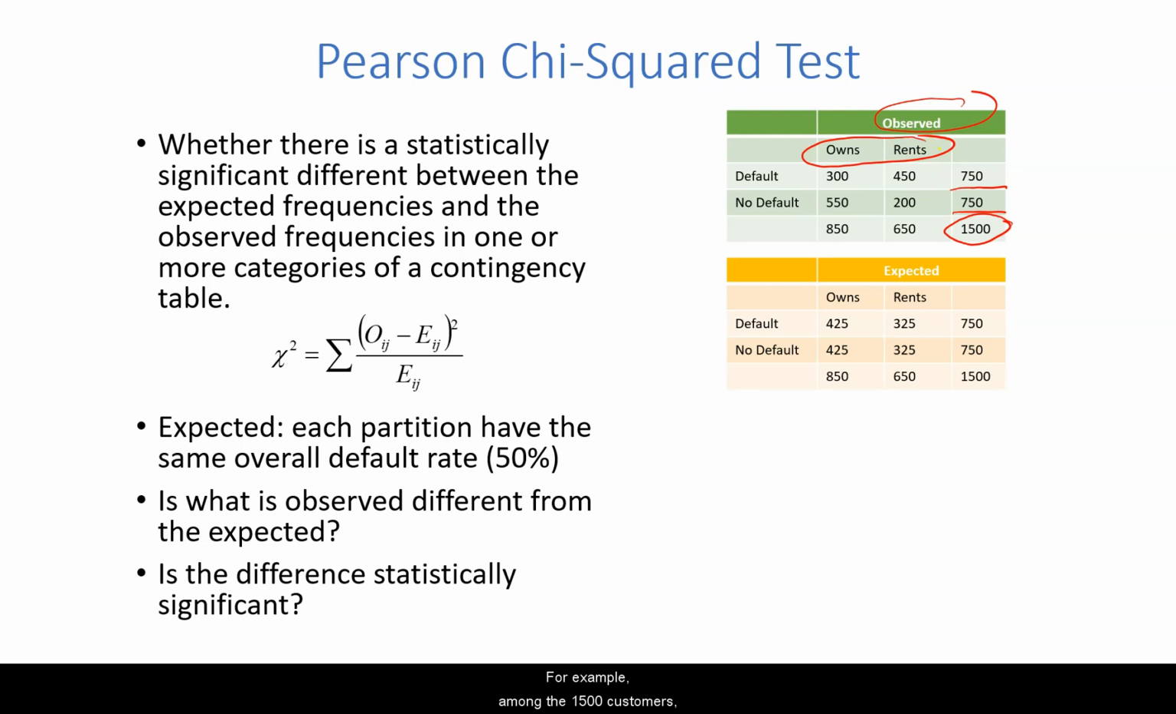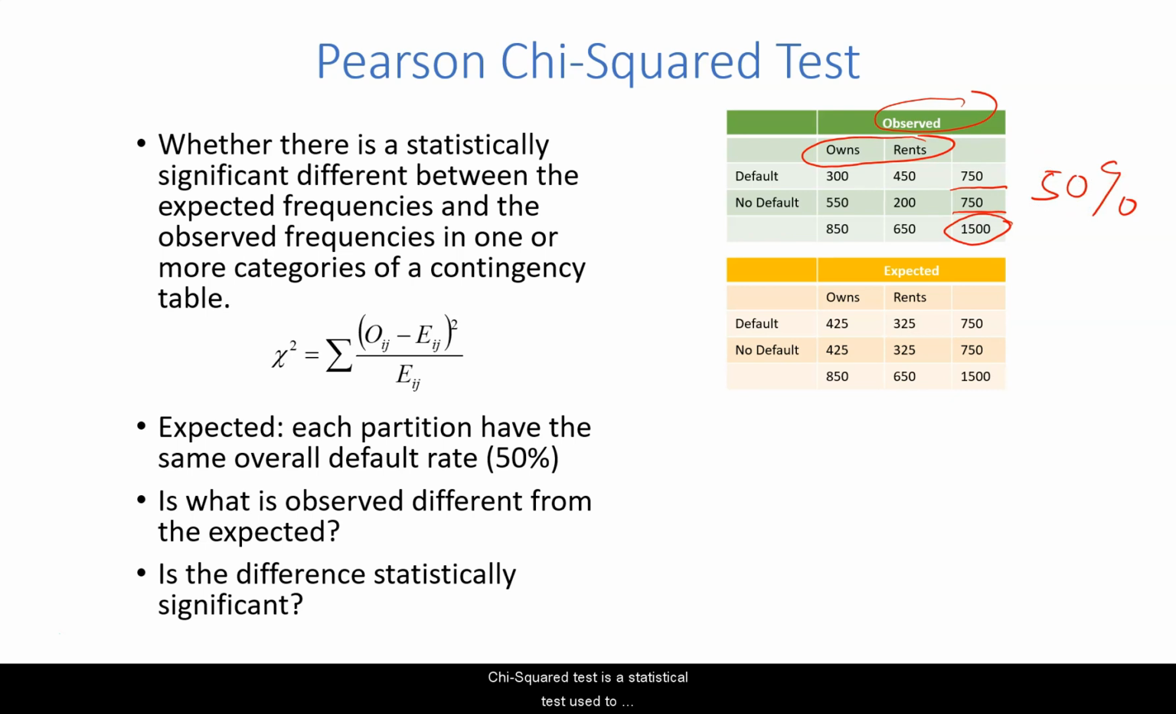For example, among the 1,500 customers, 300 homeowners defaulted on the loan, whereas 450 renters defaulted on the loan. 550 homeowners did not default on the loan, whereas 200 renters did not default on the loan. One thing that I would like you to pay attention to is the total number of people who defaulted and did not default. Both numbers are 750, making the overall default rate 50%.